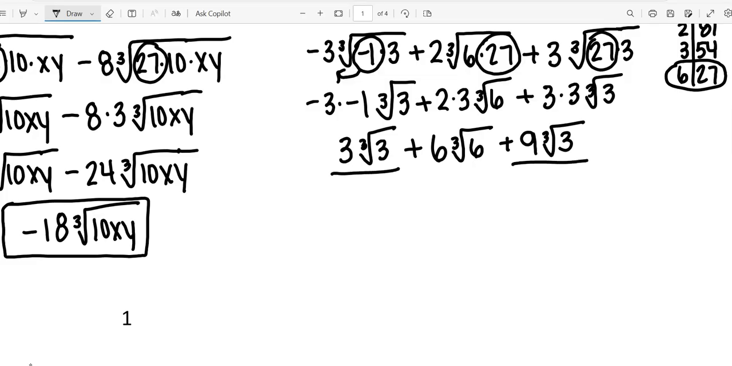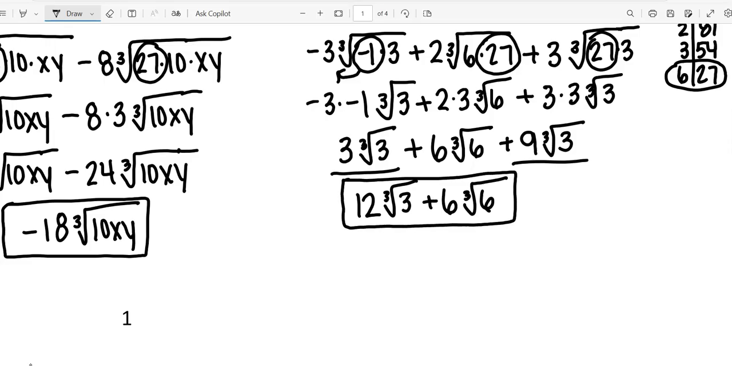The first and the last. So the middle one's going to stay the same. How much do I have if I have 3 cube root of 3 plus 9 cube root of 3? 12 cube root of 3 plus 6 cube root of 6. Notice, if you weren't paying attention and you thought the radicals added together to make 6, then you would have one more step to do, right? And that would be way off. So make sure once your radical is simplified, it doesn't change anymore, even when you add them together.